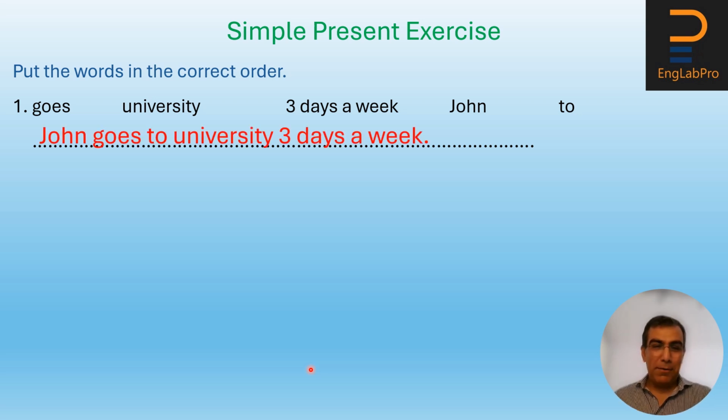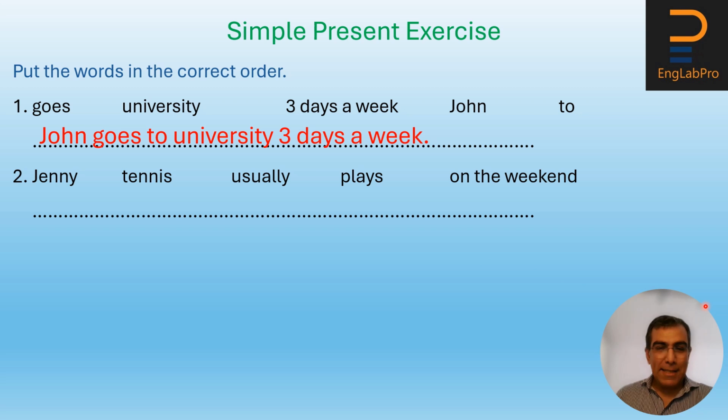Well, the answer is John goes to university 3 days a week. John is the subject, goes is the verb, to university 3 days a week. 3 days a week is one of those expressions that we learned, expressions of time that goes to the end of the sentence. The next one is Jenny tennis usually plays on the weekend.